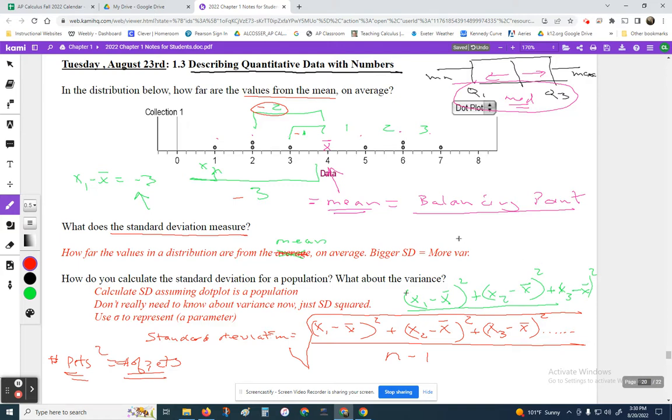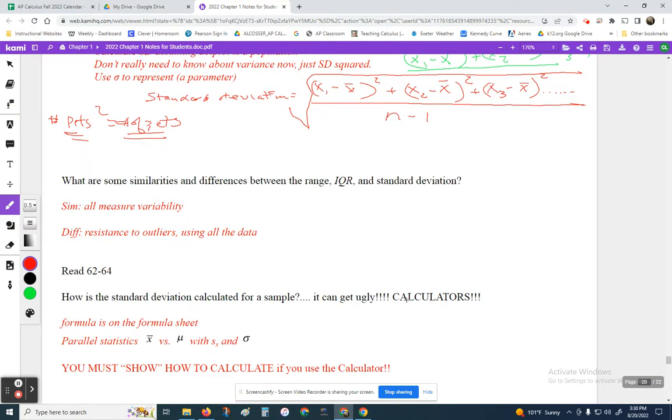All right, so that's the basic idea. We're going to take the first data point and subtract it from x bar. We're going to take the second data point, subtract it from x bar. We're going to take the third data point, subtract it from x bar. And you have to account for all of them. How do we deal with the negatives? We square them.